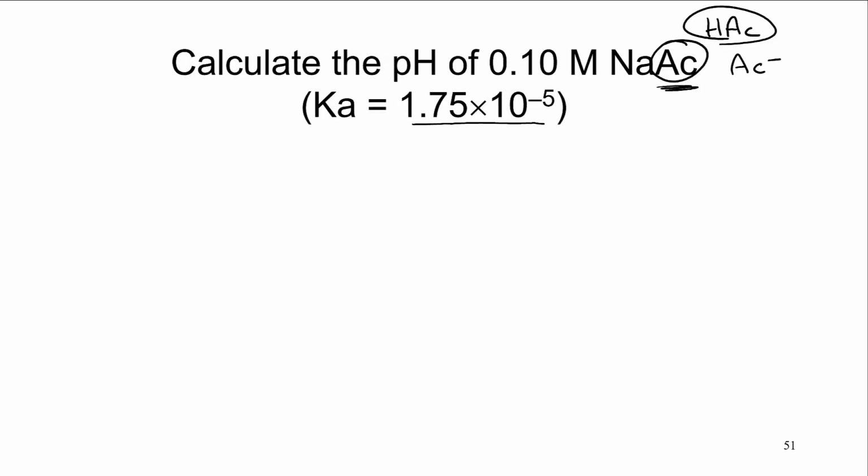Okay, so first let's write this reaction out, and I think it's important that you write these things out. And for now we're ignoring the sodium, but you can't always ignore it. So for now we're just going to ignore the sodium. So I have AC minus plus H2O. That's going to make HAC plus OH minus, and then I'll have my initial, I'll have my change, and I'll have my equilibrium.